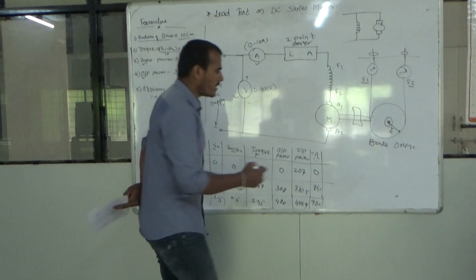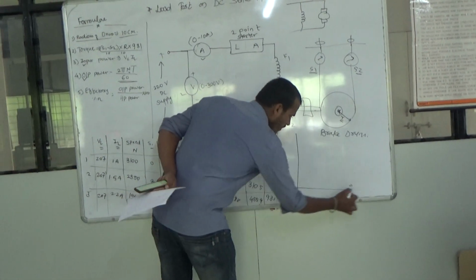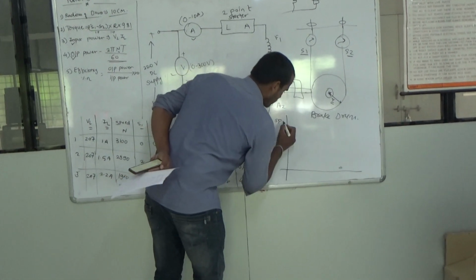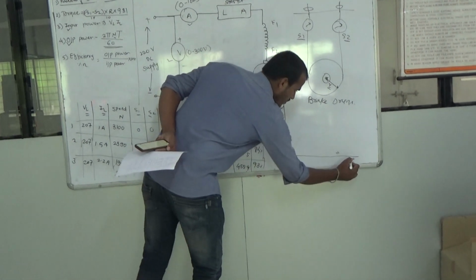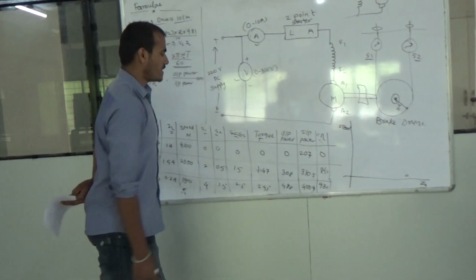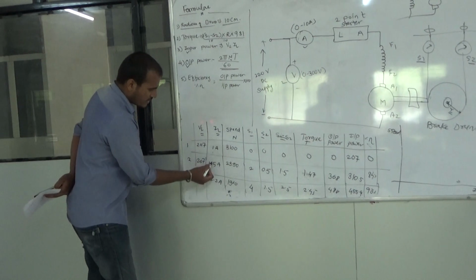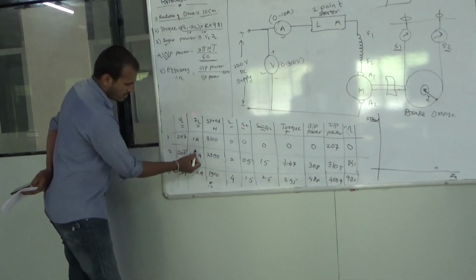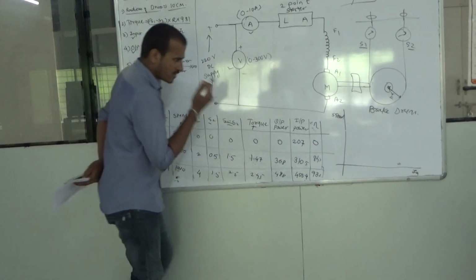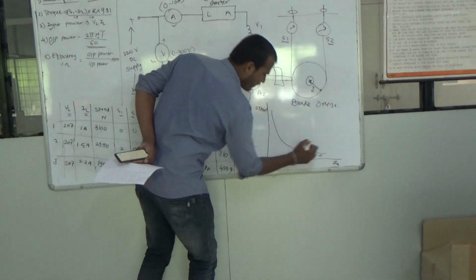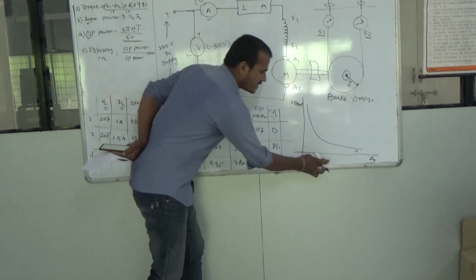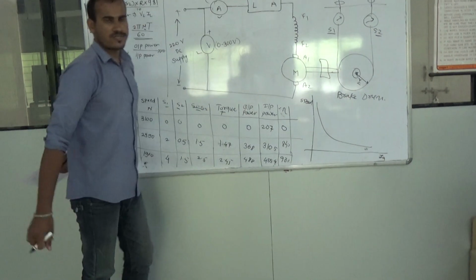From that you can plot the graph for speed versus current. Speed versus current means you can see the current is increasing, your speed is decreasing. So you have a graph like that, where current is increasing but speed is decreasing. So that is the first characteristic.